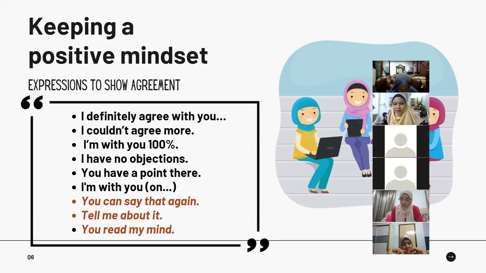Boleh? Okay. So, tell me about it. It's more of a native way. Native speakers, the masalah kan? When they're speaking and when they're agreeing with one another, this is one of the more common phrases that they would use. Tell me about it.